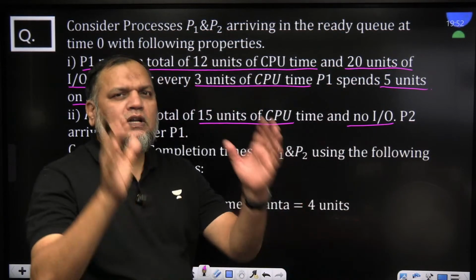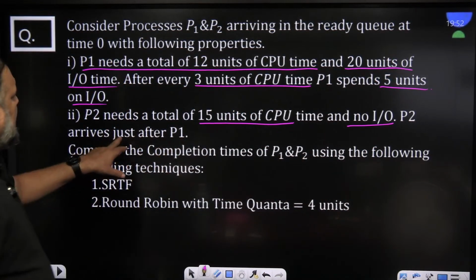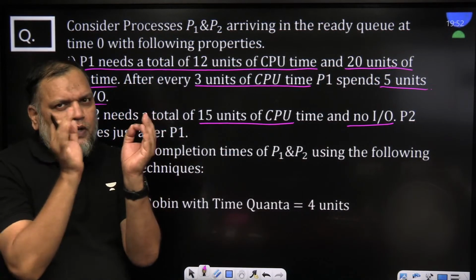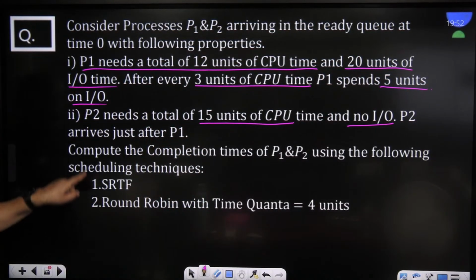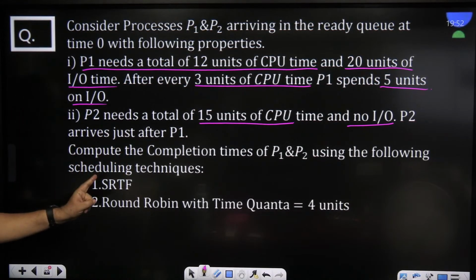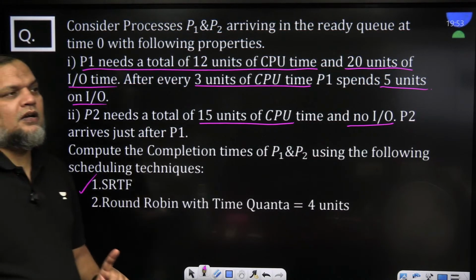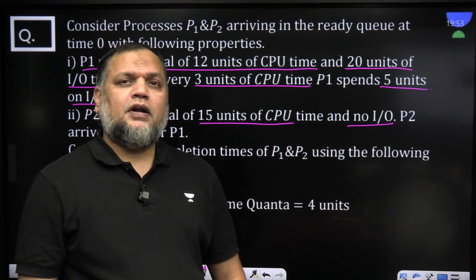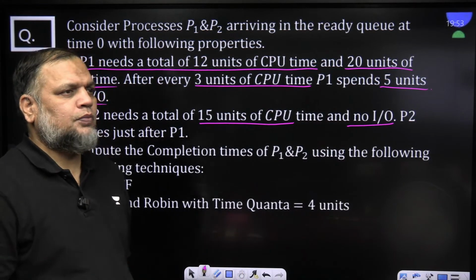मतलब P2 का सारा का सारा बर्स्ट टाइम CPU बर्स्ट टाइम है. P2 arrives just after P1. P1 पहले आएगा रेडी क्यू में, फिर P2 आएगा. फिर देखिएगा, डेटा इज वेरी डायरेक्टली गिवन, वेरी क्लीनली गिवन. बहुत क्लीन डेटा है. Compute the completion times of P1 and P2 using 2 scheduling techniques. एक है SRTF, दूसरा है राउंड रॉबिन. बच्चों मैं सॉल्व करूंगा SRTF, एज ए होमवर्क आप ट्राई करोगे राउंड रॉबिन. ठीक है, और अगर आपको कोई दुश्वारी हो, कोई मुश्किल हो, देन मेरे टेलीग्राम चैनल पर आप मुझे DM कर सकते हो, ग्रुप में कम्युनिकेट कर सकते हो, देन आई कैन रेस्पॉन्ड टू यू.